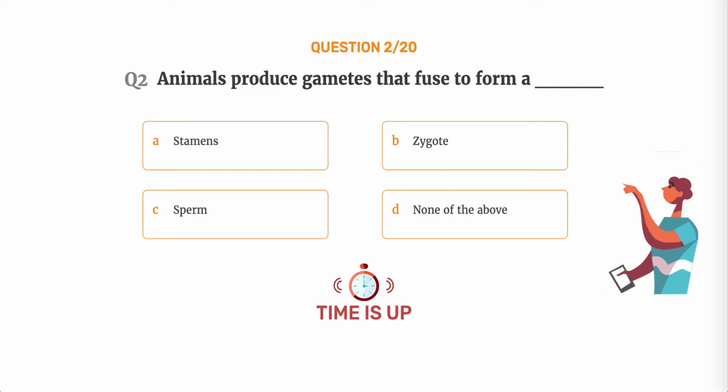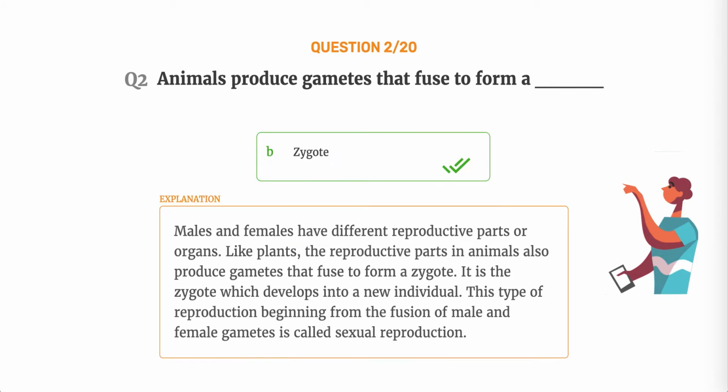The correct answer is option B. Zygote. Males and females have different reproductive parts or organs. Like plants, the reproductive parts in animals also produce gametes that fuse to form a zygote. It is the zygote which develops into a new individual. This type of reproduction beginning from the fusion of male and female gametes is called sexual reproduction.